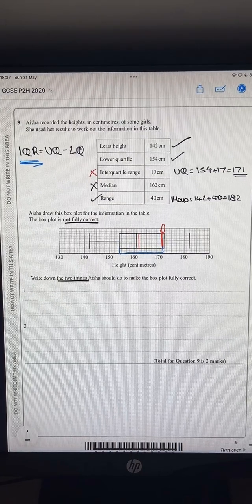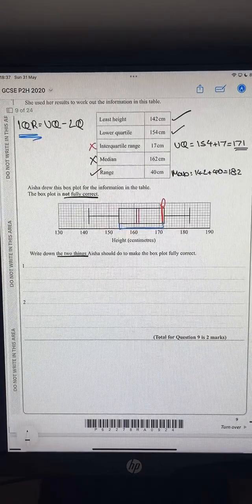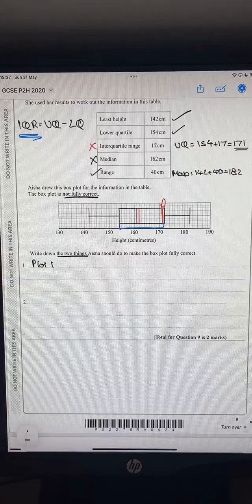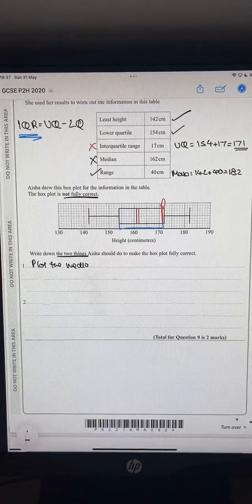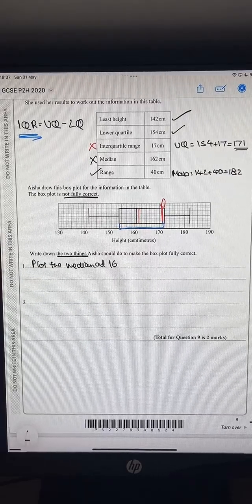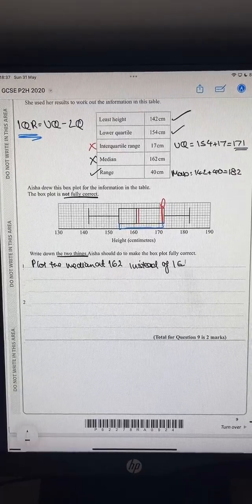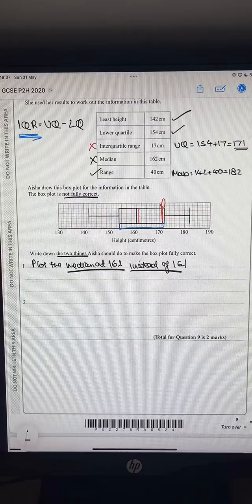Okay, so what do we need to do? Just write down what you should do to make it fully correct, and don't be lazy when you write this. Write it as if you are advising Aisha what she has to do. No worries. So plot the median at 162 instead of 161. Write down both parts that have been underlined here, because you need to say what her mistake is as well, right? Otherwise, it's not fully clear.